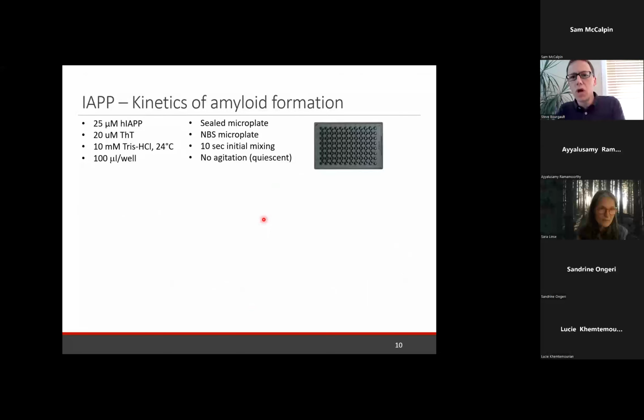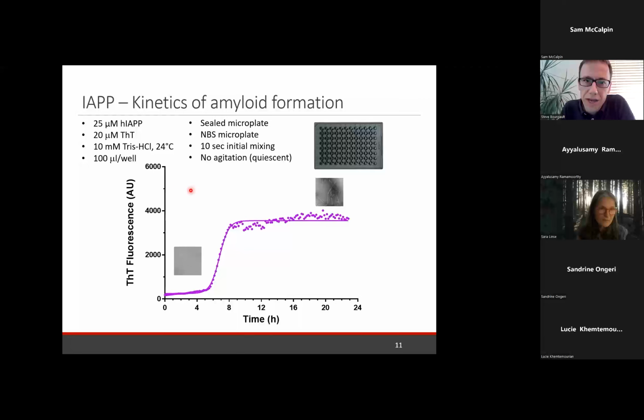If we follow this protocol, we can get really reproducible data. So if we do a kinetics in a microplate format using the conditions shown here, with a fixed concentration of IAPP, thioflavin T, buffer, and a specific volume per well in a microplate, the surface is of course important. Here, it's a non-binding surface microplate.